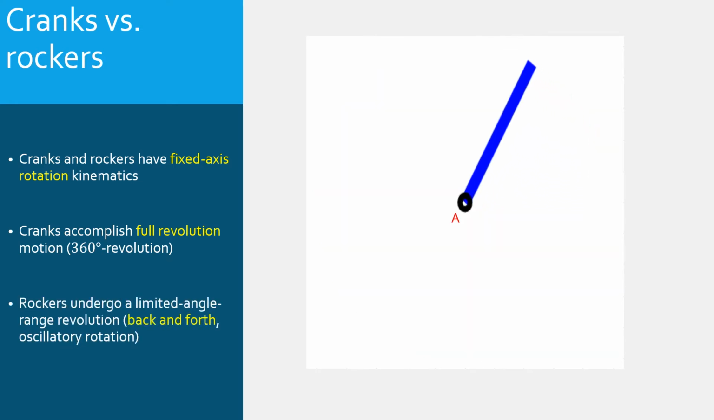Rockers, on the opposite, cannot complete a full revolution. Rockers can only undergo a revolution with a limited angle range. There are some angles that are banned to the bar or link. The rocker bars can only go back and forth. They have an oscillatory motion.